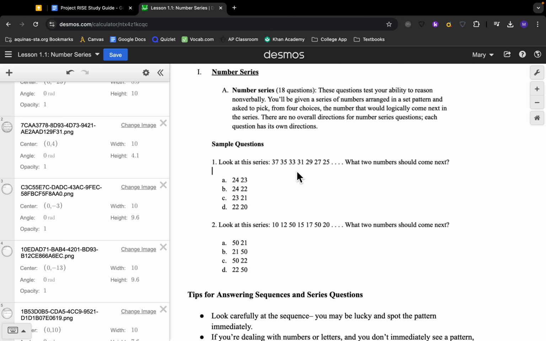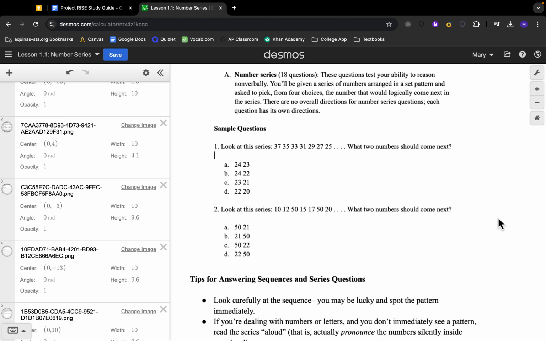So the first one says to look at this series, what two numbers should come next? And you're given 37, 35, 33, 31, 29, 27, and 25. So we know that 37 minus 2 equals 35, 35 minus 2 equals 33, 33 minus 2 equals 31, and so on. So the common trend is that we're subtracting 2 from the first number to get the second number. So the number that comes after 25 should be 25 minus 2, which equals 23, which is option choice C. And that is the first tip.